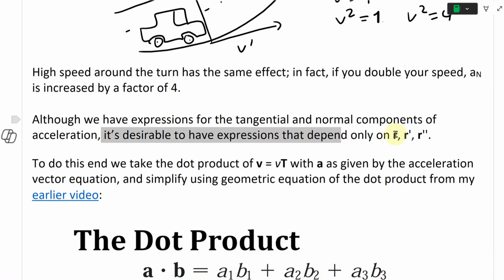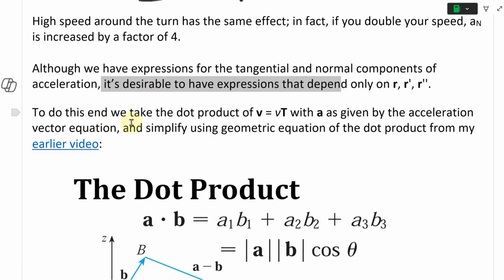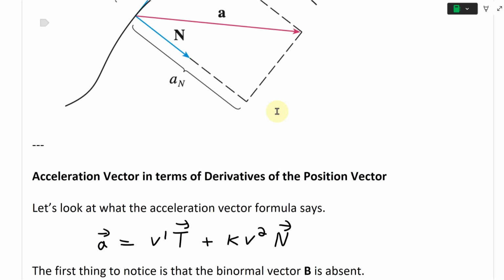All right. So although we have expressions for the tangential and normal components of acceleration, it's desirable to have expressions that depend only on r prime and r double prime, in other words, the derivatives of the position vector. To do this, we take the dot product of the velocity v equals v T. This formula says the velocity is equal to the speed times the unit tangent vector. That's the one we had earlier.